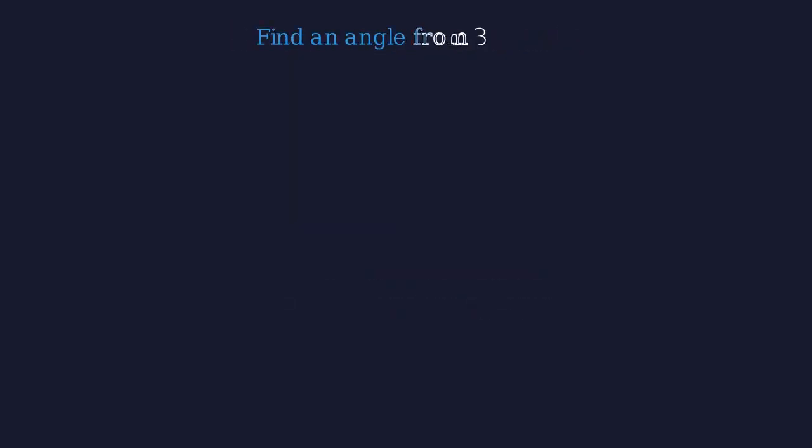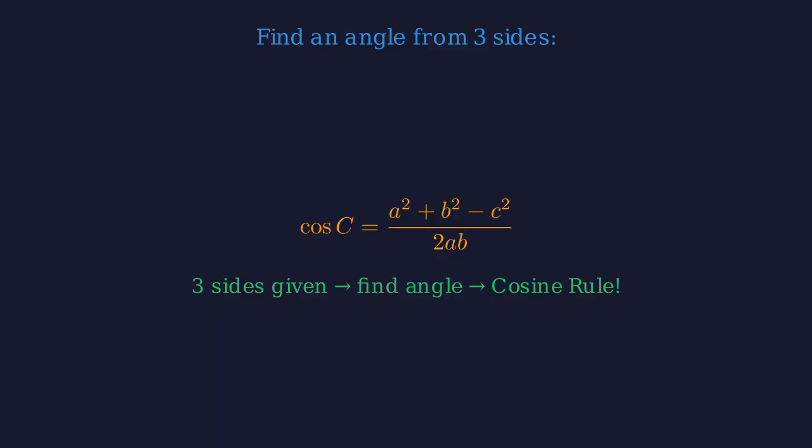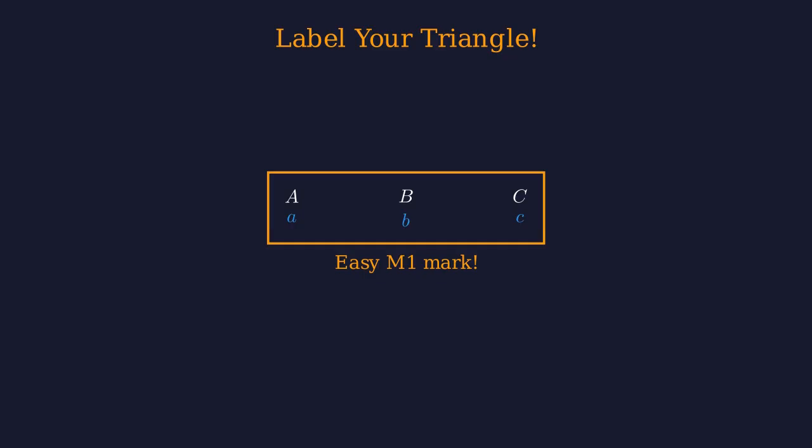Important practical point, rearranging the cosine rule lets you find an angle when you know three sides. That formula is your go-to if the question gives three sides and asks for an angle, a common exam style. Before we move on, always label your triangle. Write which side is opposite which angle. Examiners love to see labeling because it shows you understand which quantities match. This is an easy M1 in many mark schemes.